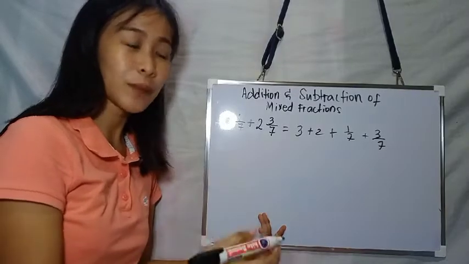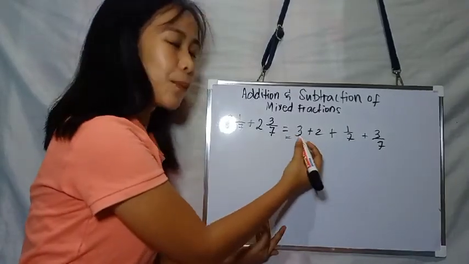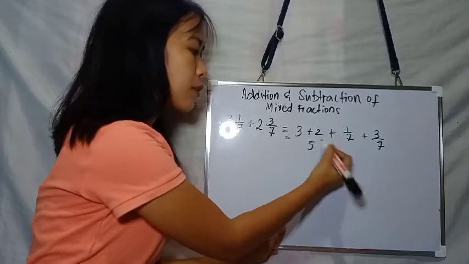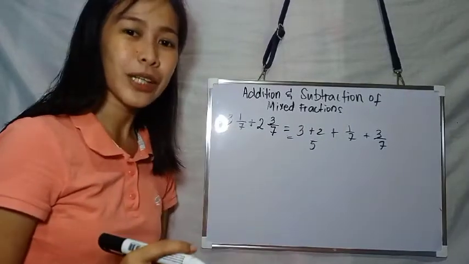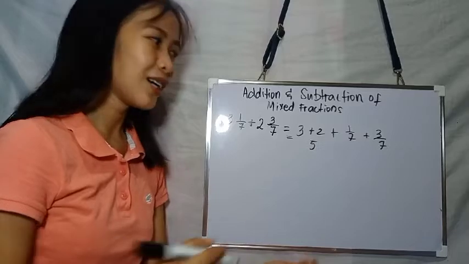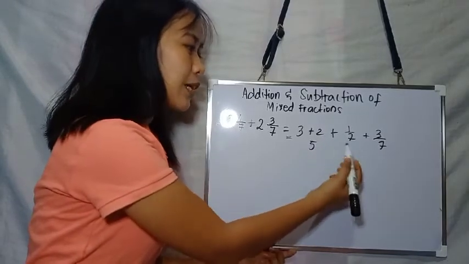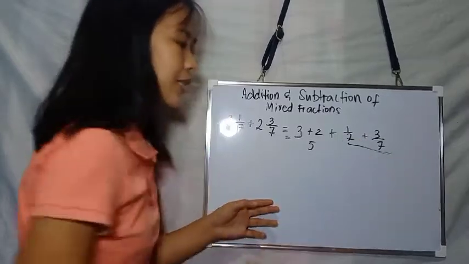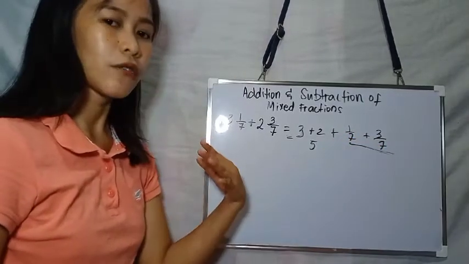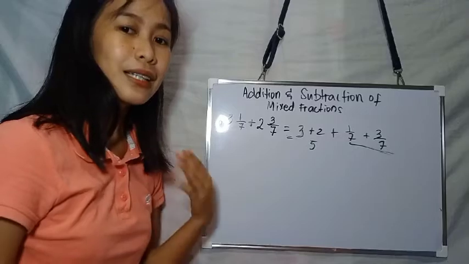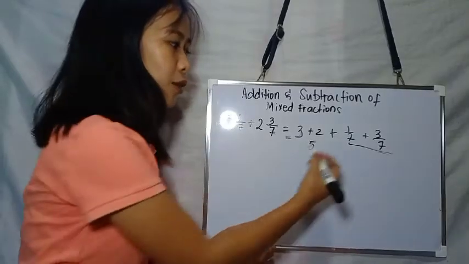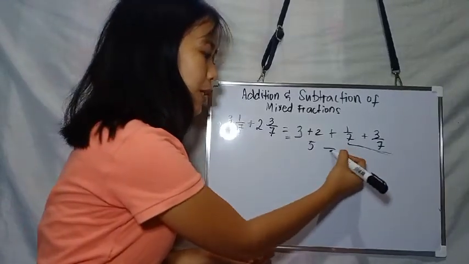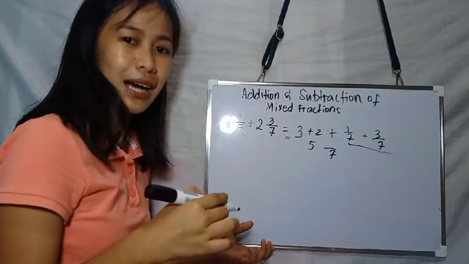And then, just perform the operation. So, we have 3 plus 2 is 5. Ayan, nasusundan ba? Of course, pwede nyo naman balikan yung video na. So, we have 5 and then 1 over 7 plus 3 over 7. So, as you can see, 1 over 7 plus 3 over 7, parehas na yung kanilang denominator, which is 7. And then, what you are going to do is to just copy 7 kasi parehas na sila, di ba?